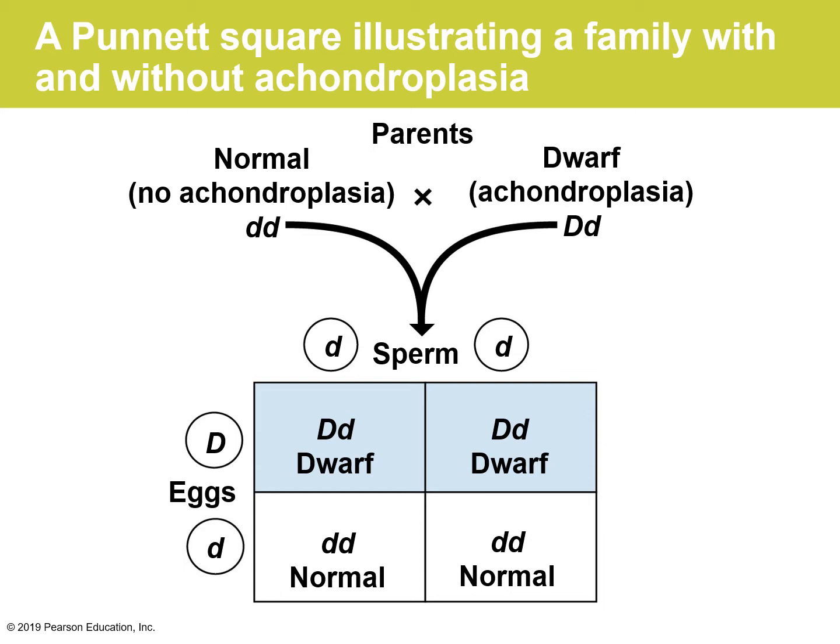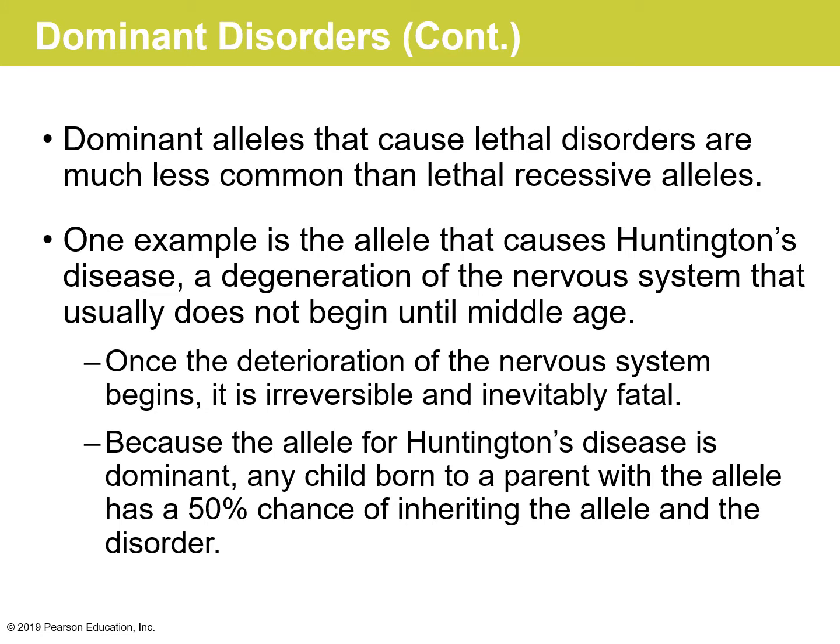Now imagine, all of us in the world who do not have achondroplasia, that means more than 99.99% of the human population, are homozygous for the recessive allele, which is lowercase d. So this example makes it clear that a dominant allele is not necessarily more common in a population than the corresponding recessive allele. Dominant lethal alleles are actually less common than recessive lethal alleles.